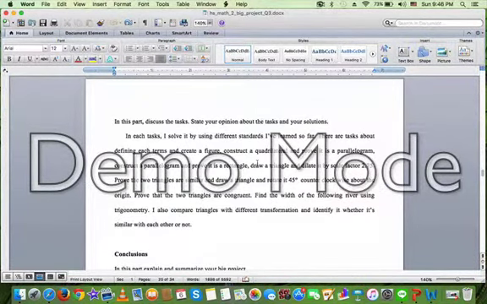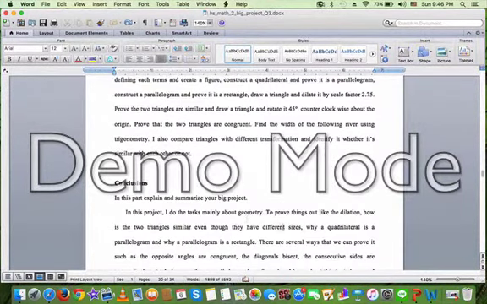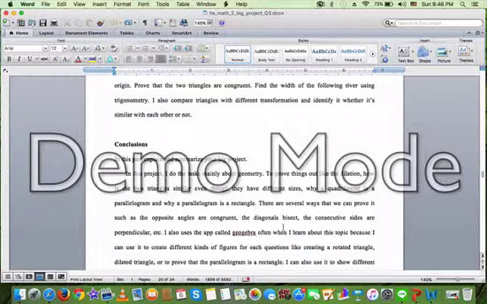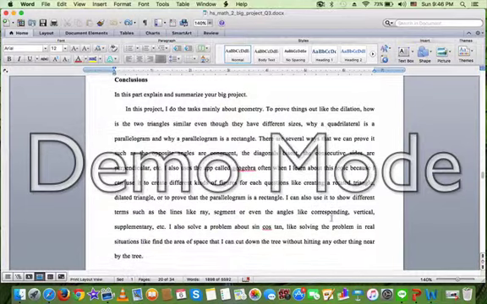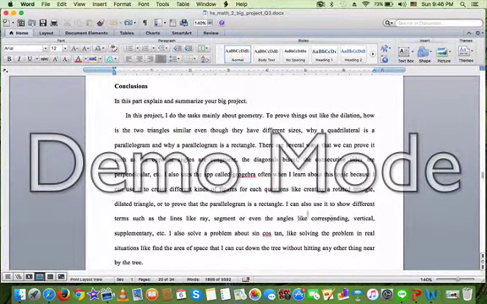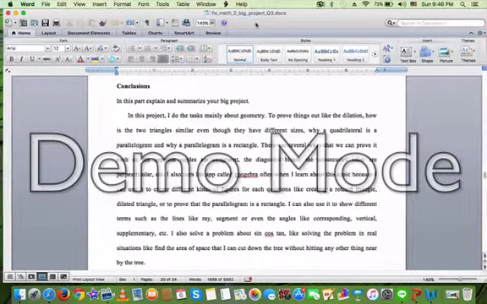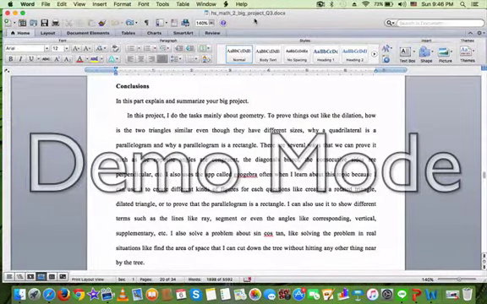And for the discussion and conclusion, in each task I solved it by using different standards I've learned so far. So about defining each term, constructing the shapes, finding the width, and then comparing the triangles, which in this project I did many tasks to prove that I really know what I'm learning about.